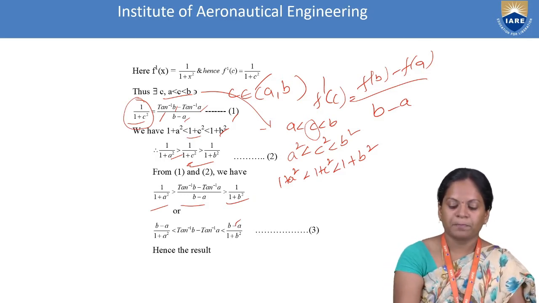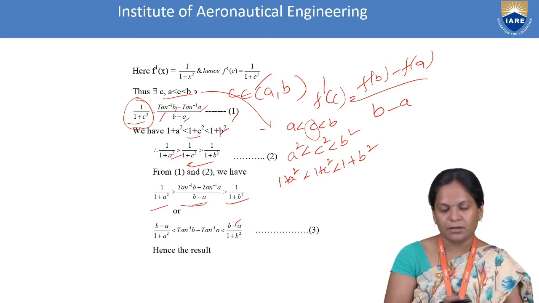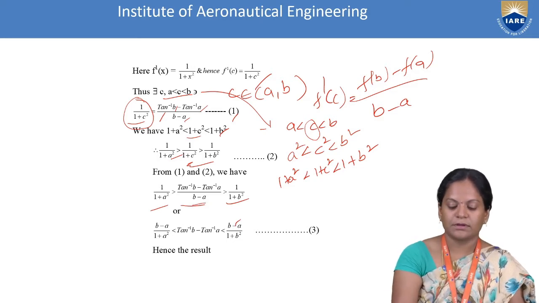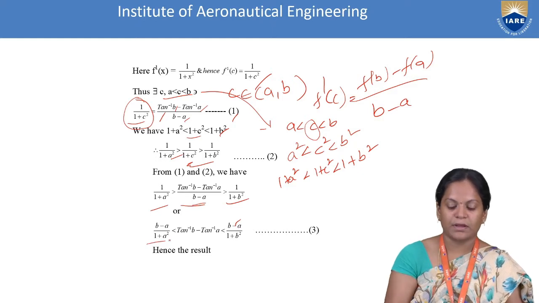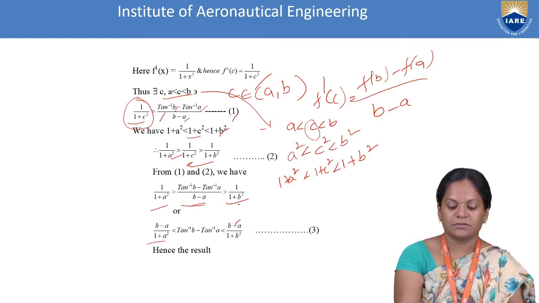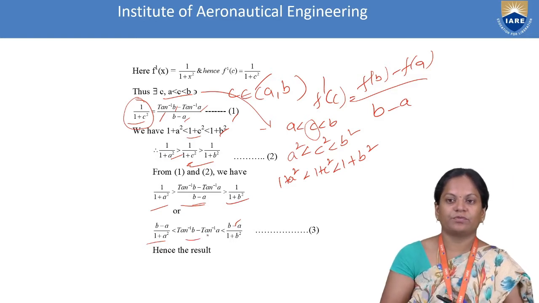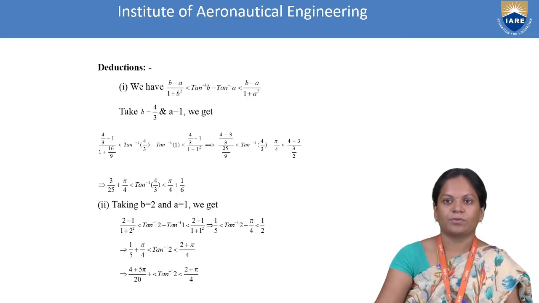That is nothing but, and b - a also I am taking to both sides. So we have (b - a)/(1 + b²) < tan⁻¹(b) - tan⁻¹(a) < (b - a)/(1 + a²). So hence the result. Now by using this, we have to take the deductions also.